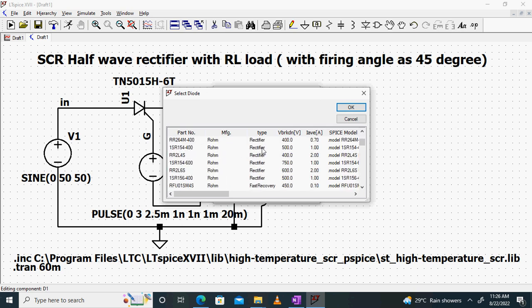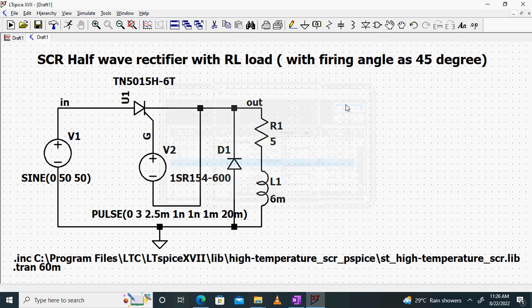Okay, I'm scrolling down. So here it is, the rectifier type diode. As you can see, 750 volts is the breakdown value. So I'll select this diode and click on OK, right? Now this diode will act as a freewheeling diode. So during the negative half cycle of the input, when the inductor was returning the energy to the load, this time the inductor energy will be released via this diode itself, right? So the voltage value will be positive.